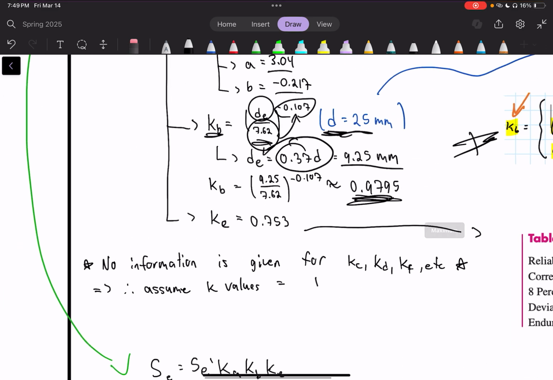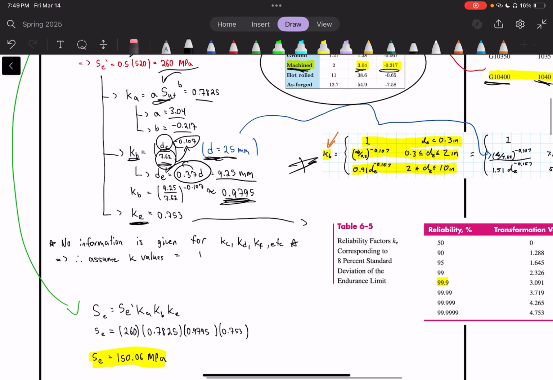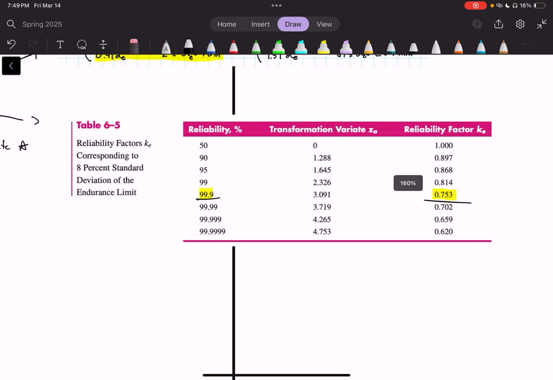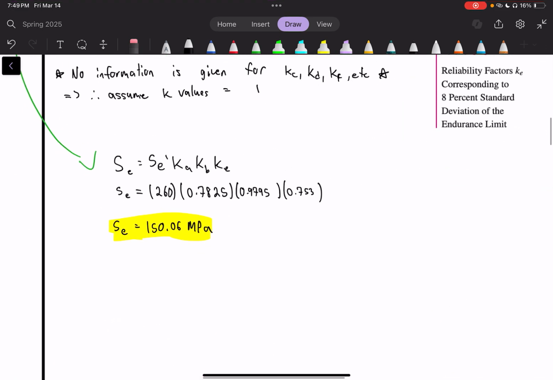Now, going on to ke, which is the reliability, we can use our reliability table at 99.9 to find it is 0.753. Plugging those values in, that is how we get that value there.